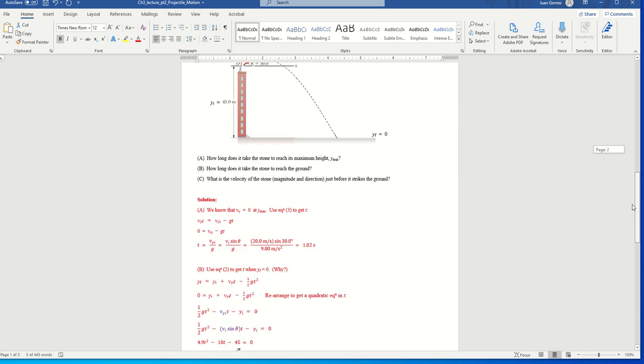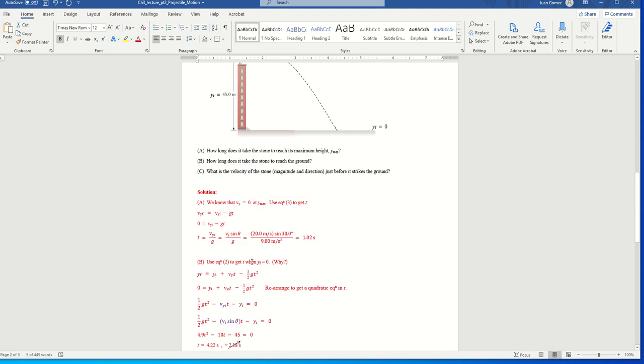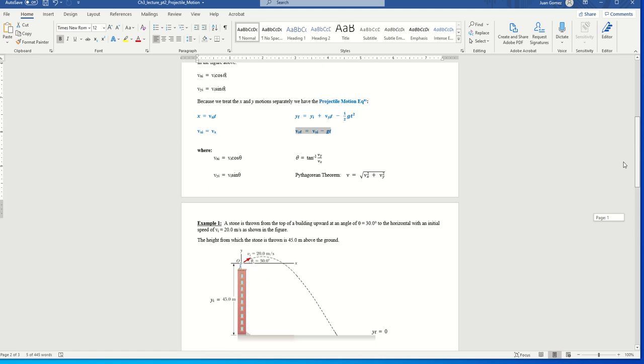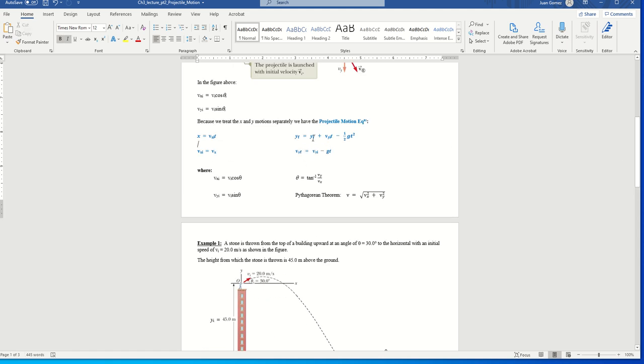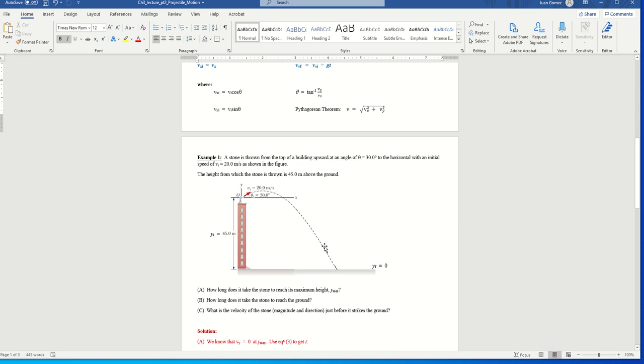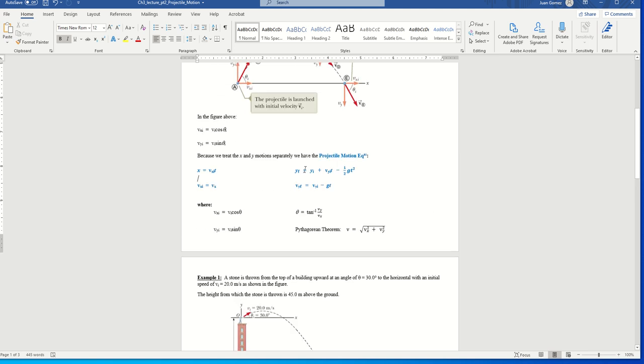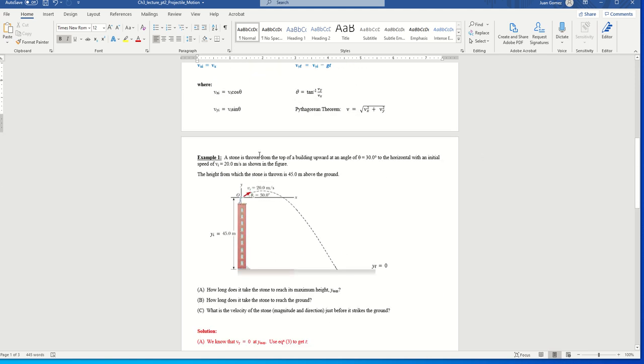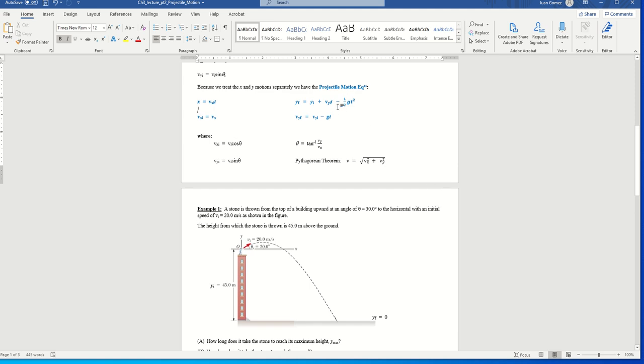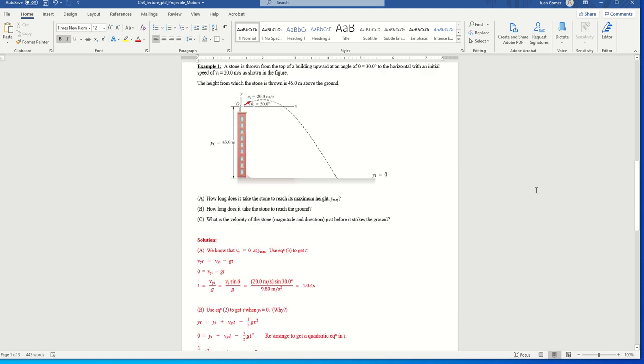So now I want to use equation 2 to get T when Yf equals 0, because let's look at equation 2. Well, I know Y initial. I know Y final is 0. I want to know the speed it has just at that microsecond before it hits the ground, when Yf is 0. I know Y initial. I know Vy initial because I know V initial and the angle. So the only unknown in that equation is T.